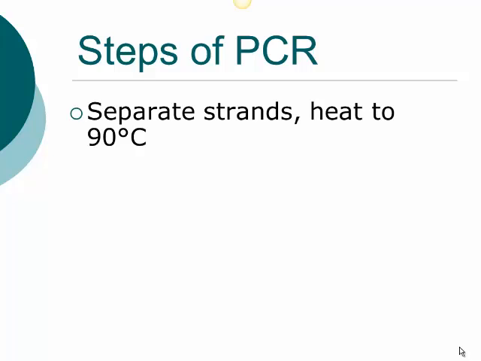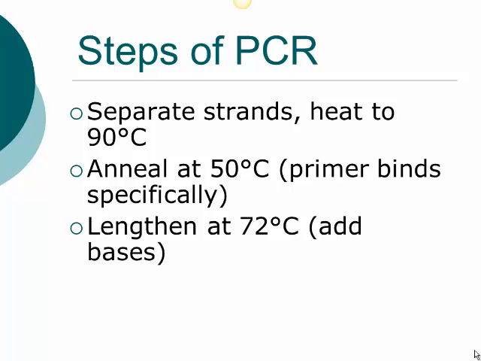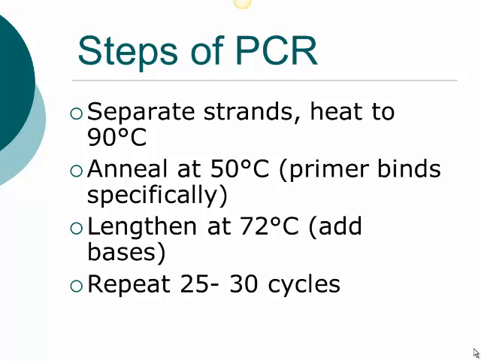So here are the steps. First, you separate the strands. To do that, you have to heat it to 90 degrees Celsius to separate the hydrogen bonds. Then you anneal at 50 degrees. This is approximate, and it varies depending on the primer, but this allows the primer to bind specifically. And then you lengthen, or add all your bases, at 72 degrees Celsius. You repeat this for 25 to 30 cycles so that you get enough DNA.